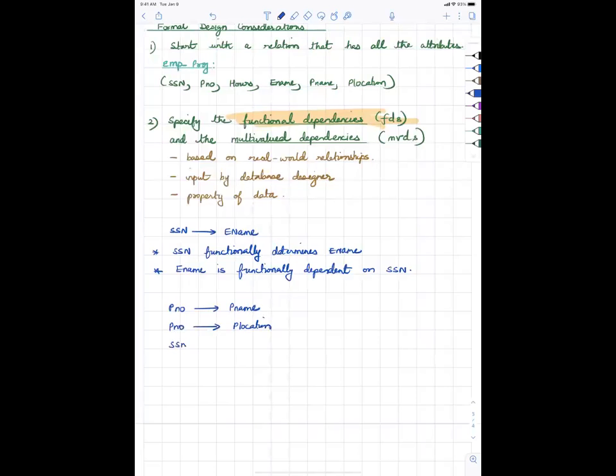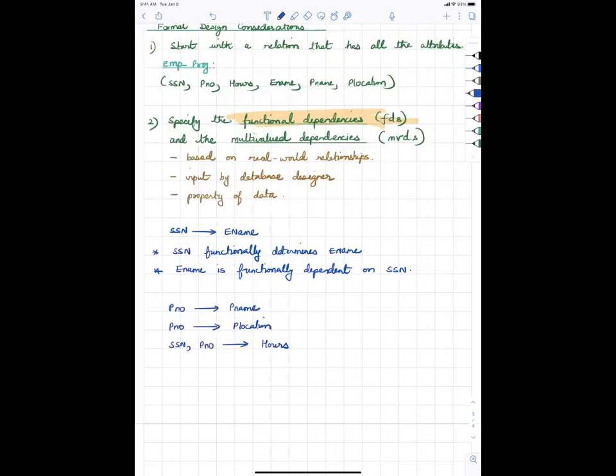And let's say the social security number and P number together determine the number of hours that you work. These are the things you learn as a designer. You find that P number, SSN determines e-name, which is trivial but pretty standard. But for this company, you find that P number determines P name. P number will also determine P location, and SSN, P number together will determine the number of hours the employee works.